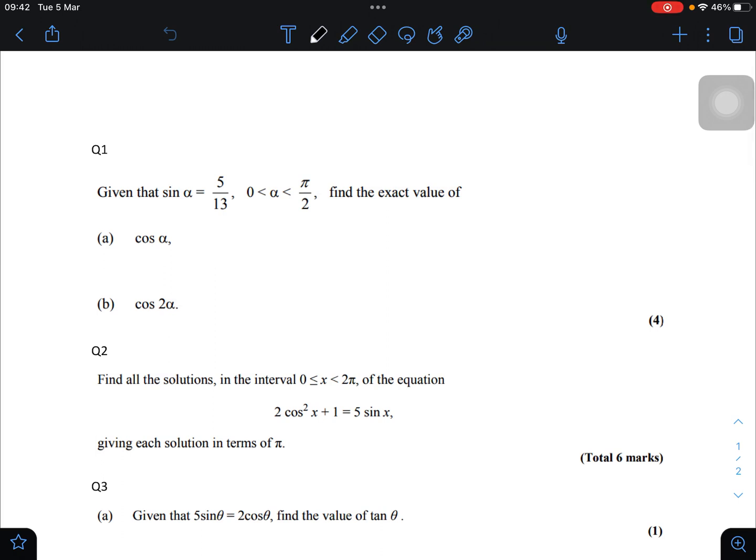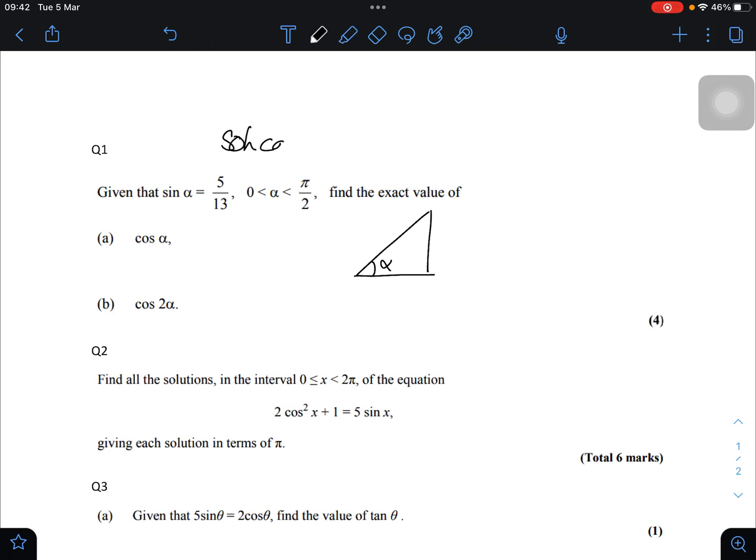So the first question says sine of alpha equals 5 over 13, where alpha is between 0 and pi over 2. Well, that's important because that means we've only got a right-angled triangle. There's no obtuse angles in there. So there's nothing above pi over 2. And so we've got a triangle like this, and we know that if we've got some value of alpha there, that equals 5 over 13. Well, let's think about our rule.